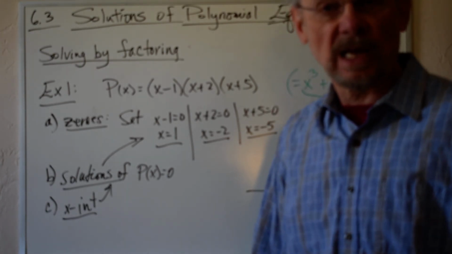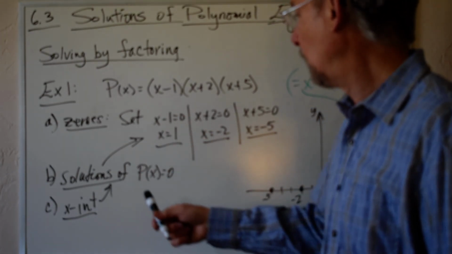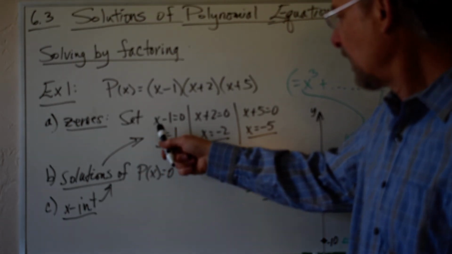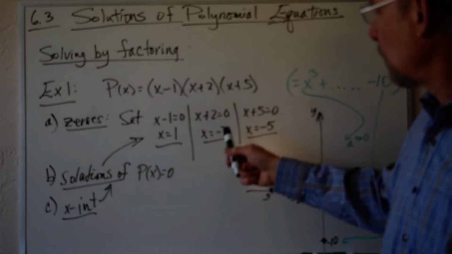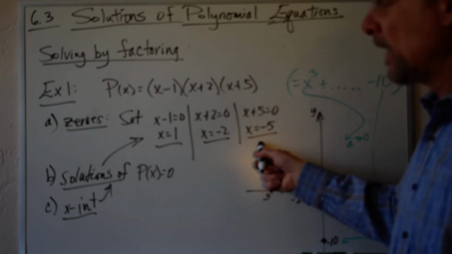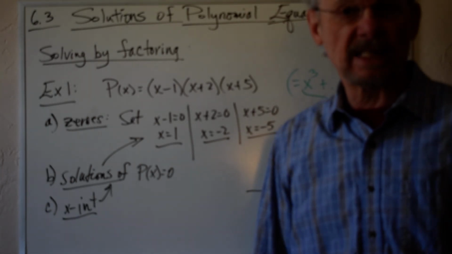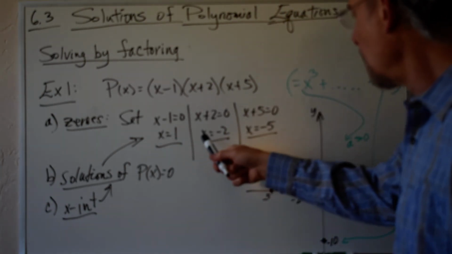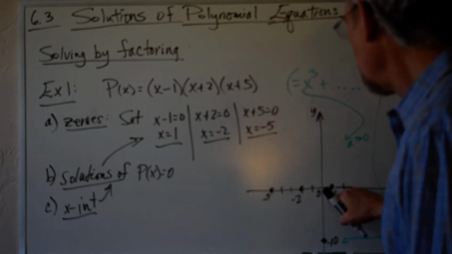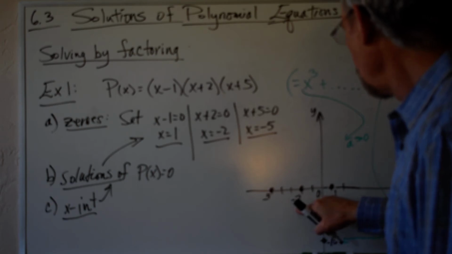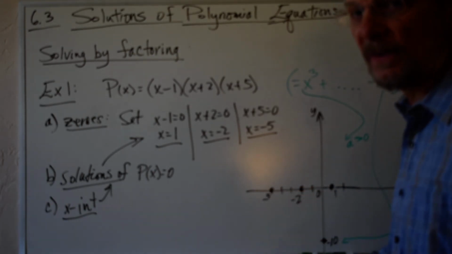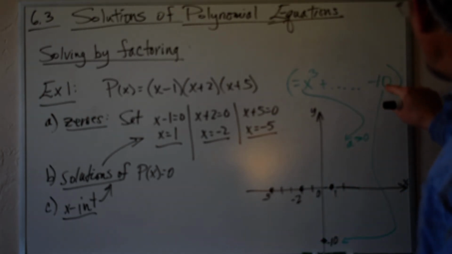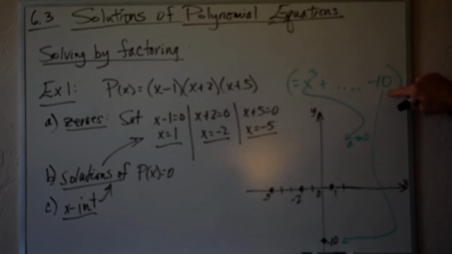Then in part C, it's the same thing. Find the x-intercepts of the graph of the polynomial. Well, you're going to do the same thing. You already just did it. Set the polynomial equal to 0, and you'll figure out the places where the polynomial crosses the x-axis. Let's go ahead and plot those points: x equals 1, x equals minus 2, x equals minus 5. And we also have recognized that the constant term of the polynomial is negative 10, so that's going to be our y-intercept.